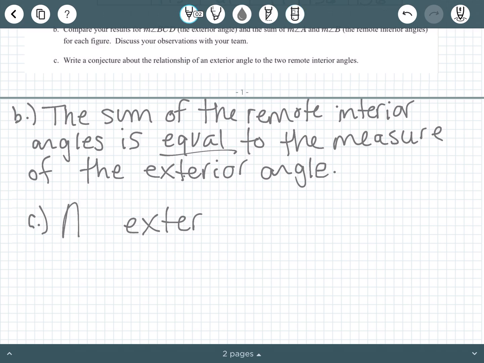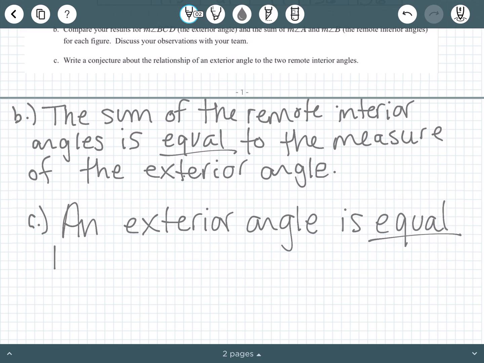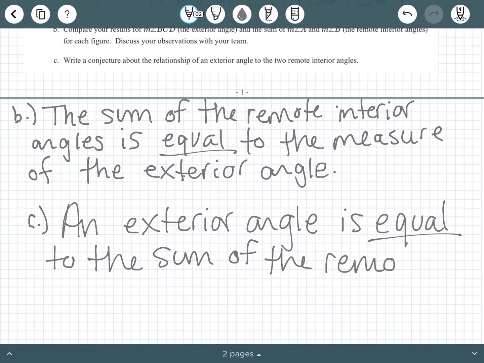is equal to the sum of the remote interior angles. All right, and that's all for 928.